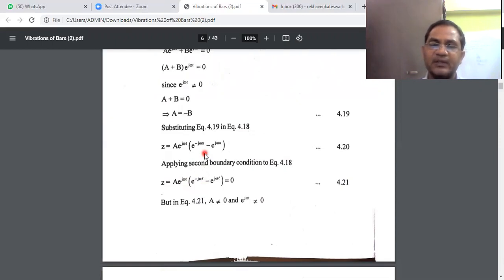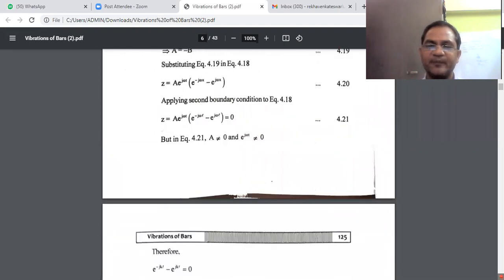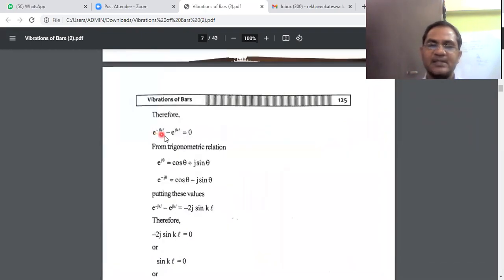Now here we substituted x is equal to l. At x is equal to l, y equal to 0. This is the second boundary condition. Then we got z equal to a e power j omega t into e power minus j k l minus e power j k l equal to 0. Here a is not equal to 0, e power j omega t is not equal to 0. So only the term in the bracket is equal to 0. So then e power minus jkl minus e power jkl equal to 0.